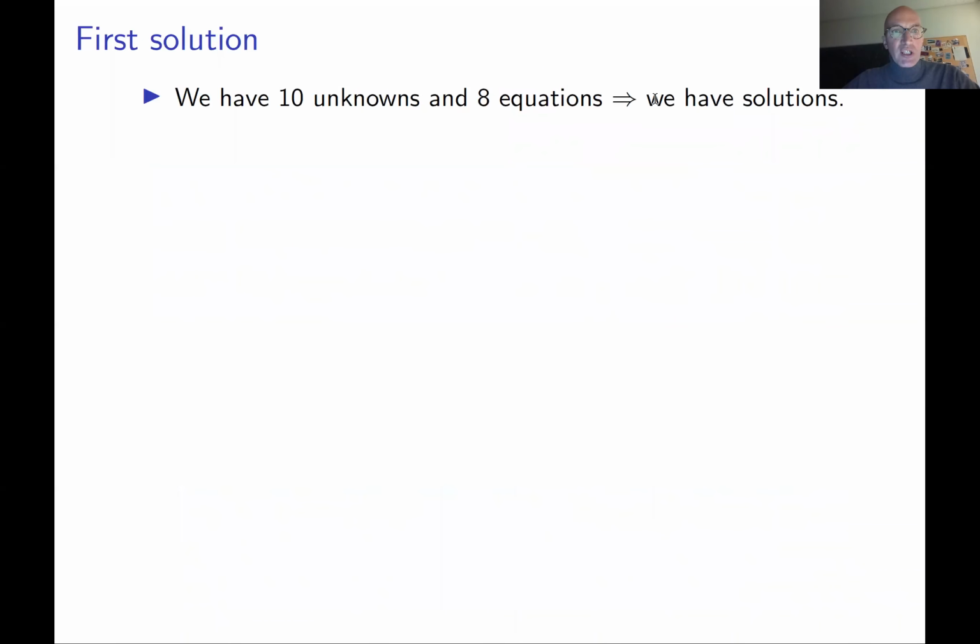Okay. So first of all, you may observe that we have 10 unknowns and 8 equations. This basically means, intuitively, that we should have solutions. And actually, one result in linear algebra, which you're going to learn in the next few weeks, tells you that you always have a solution in this case. And it tells you more: that you actually have infinitely many solutions.